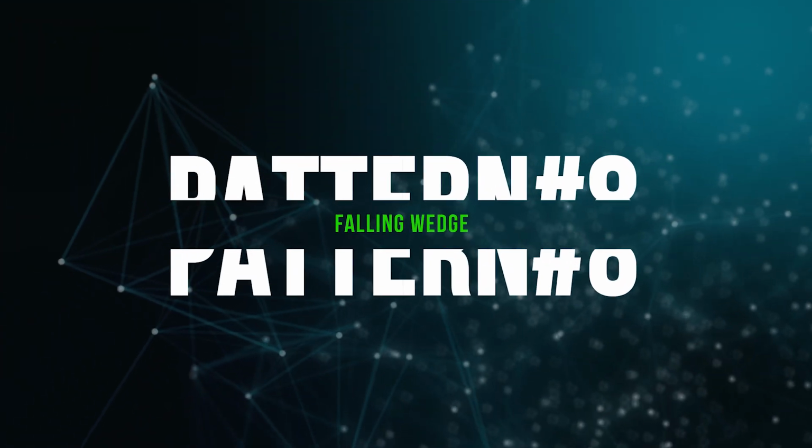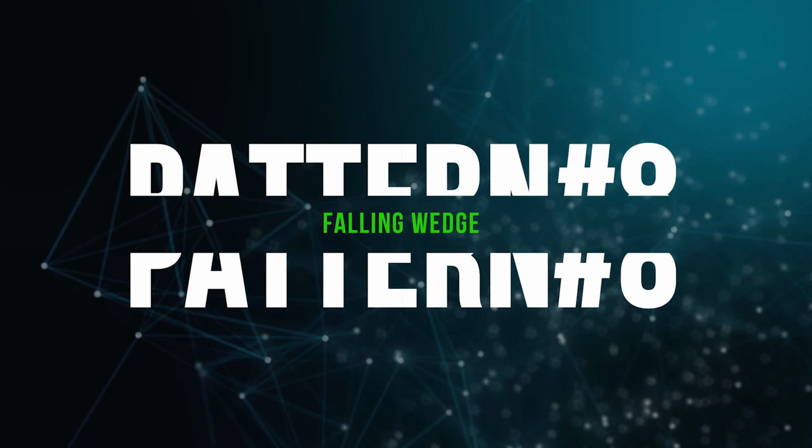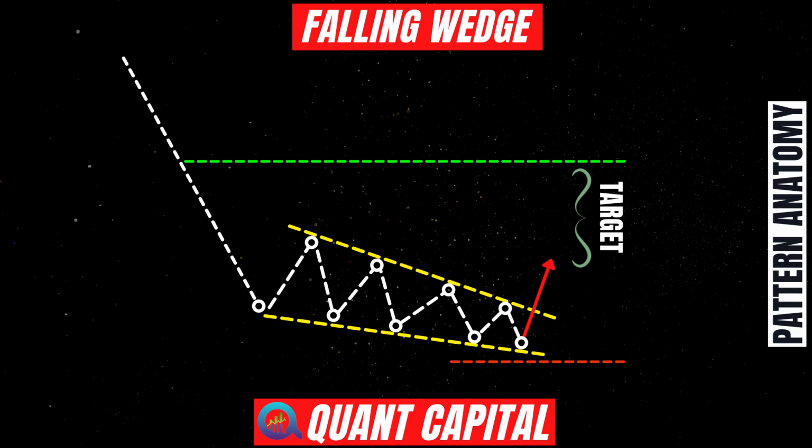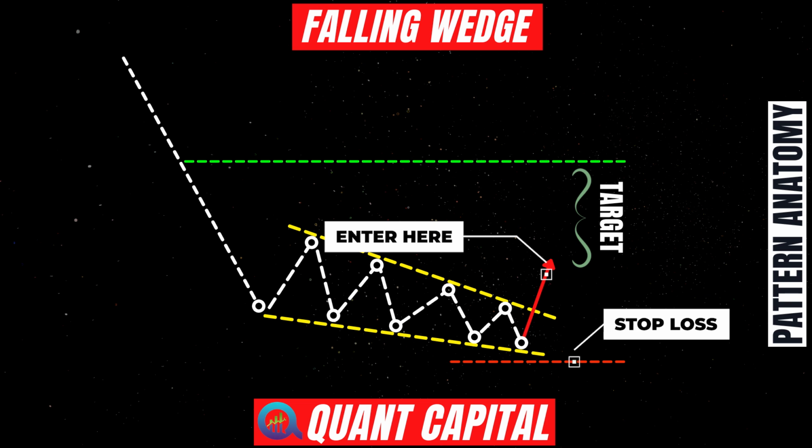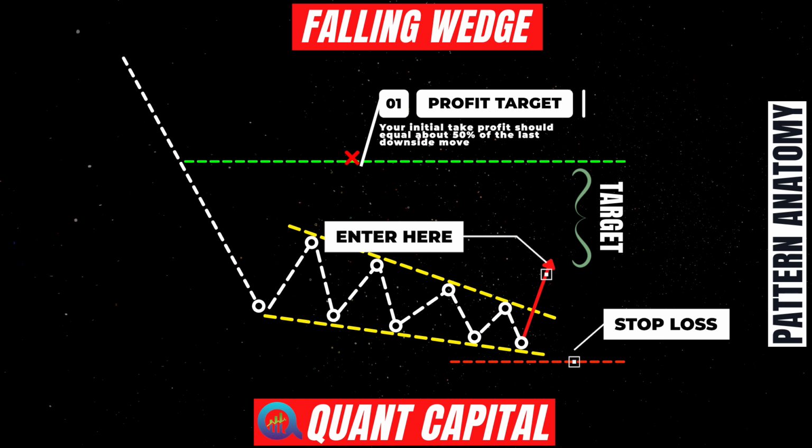Now, let's see the bullish representation of the given pattern, which is a falling wedge. The falling wedge is a bullish reversal pattern. It arises when the price is making lower highs and lower lows which form two contracting trend lines. We will start looking for potential buying opportunities after the breakout of the upper trend line. Stop loss should be placed below the recent swing low. Like in the previous example, we recommend you initially target about 50% of the last downside wave.